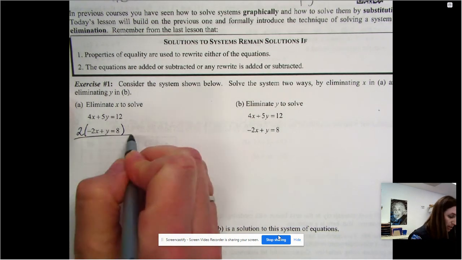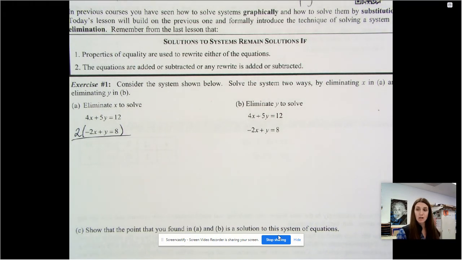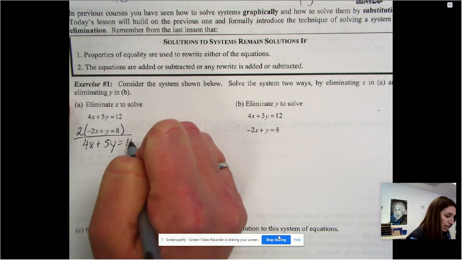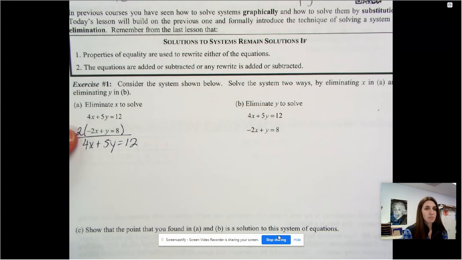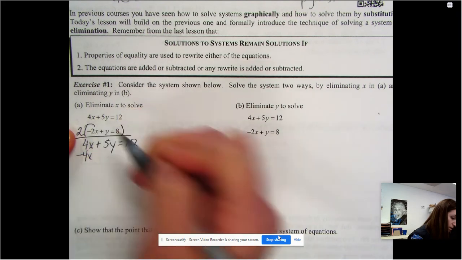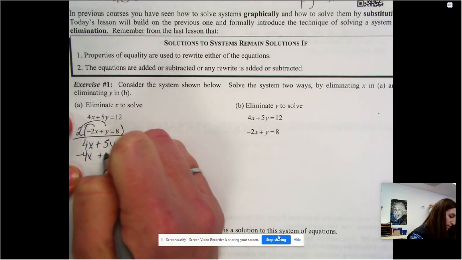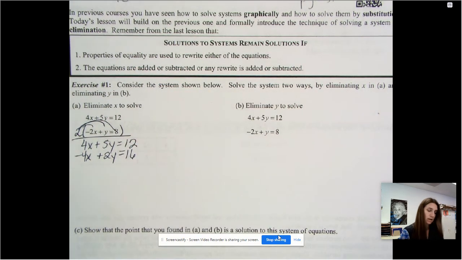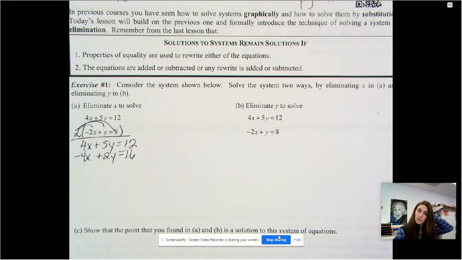And it's going to be the same equation. It's just going to look different, kind of like we talk about how we can make equations have different Halloween costumes, right? We're disguising it. So let's bring down this first equation, 4x plus 5y equals 12, because it's staying the same. And now let's distribute that 2. So 2 times negative 2x is negative 4x. 2 times y is positive 2y. And 2 times 8 gives me 16. So the new disguised equation is negative 4x plus 2y equals 16.